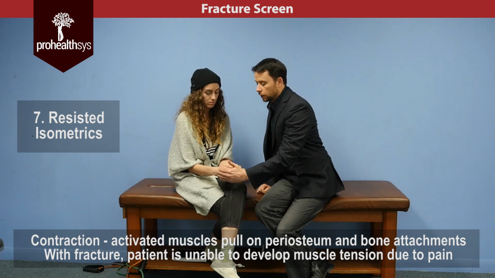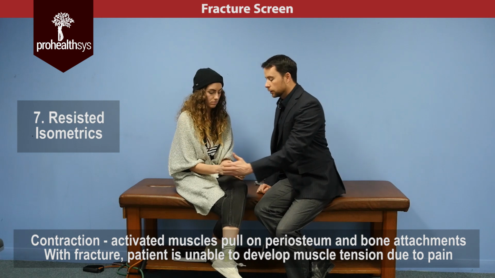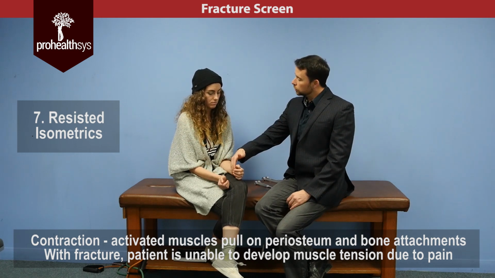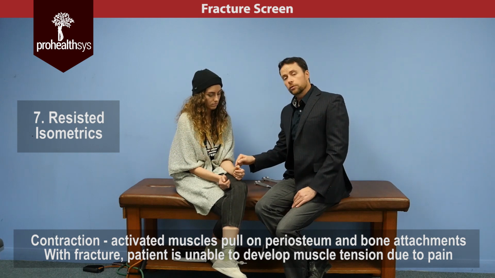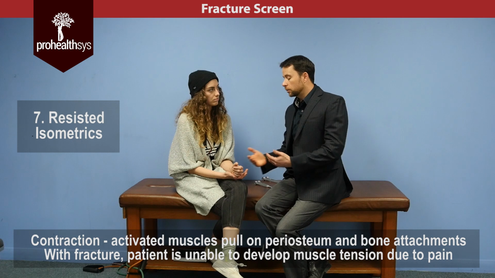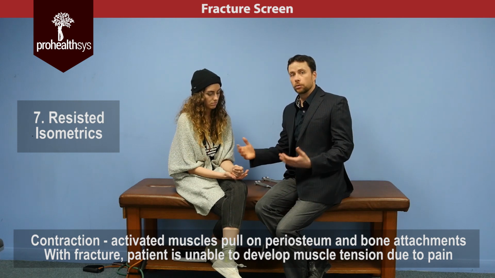Let's just go ahead and do it to the other side for comparison. Go ahead and push hard. Yeah, and she's got really good strength there. And the same thing this way. Can you push into my hand? All right. The fact that she doesn't want to generate torsional forces across that wrist also shows me there's an increased likelihood of the framework being damaged, which means a bony fracture.